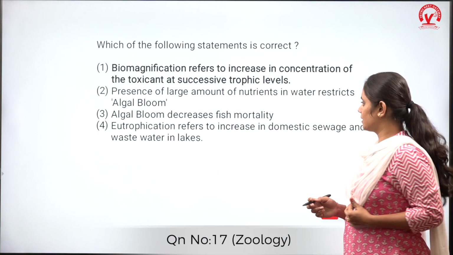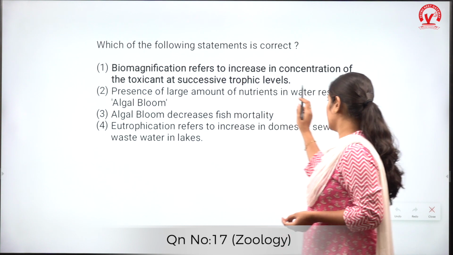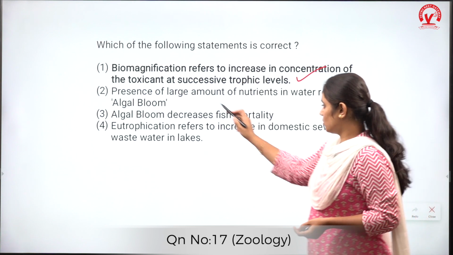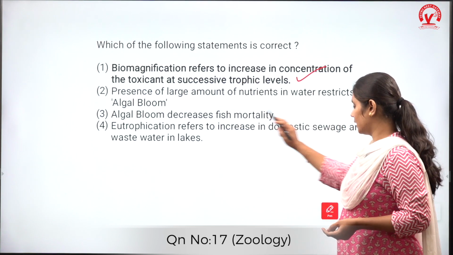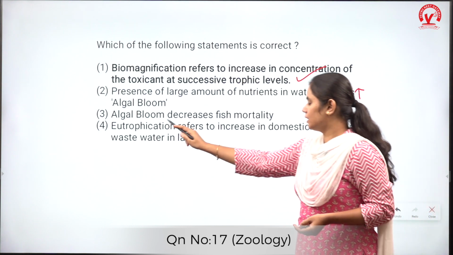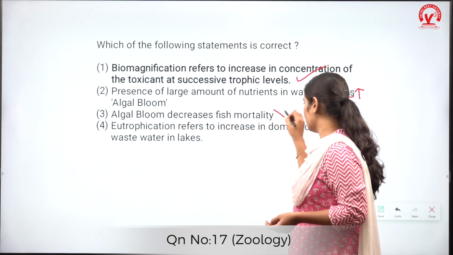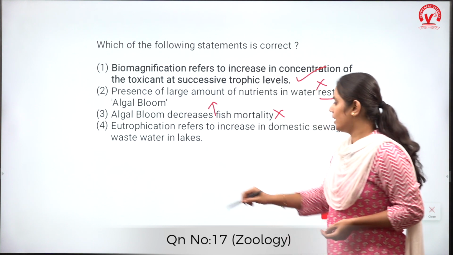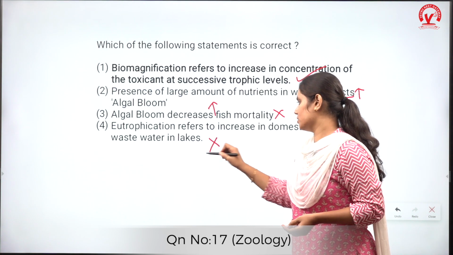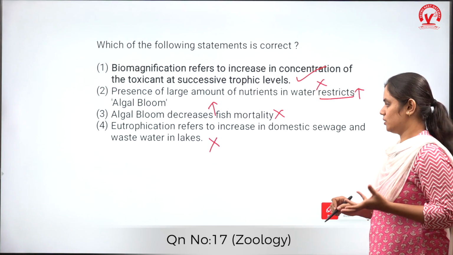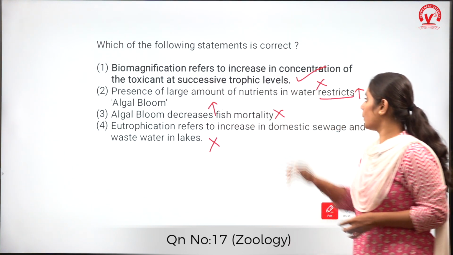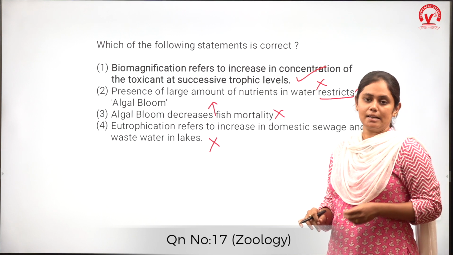Which of the following statements is correct? Biomagnification refers to increase in concentration of the toxin at successive trophic levels. This is correct. Presence of large amount of nutrients in water restricts algal bloom. This is wrong because it will increase the algal bloom. Algal bloom decreases fish mortality. This is also wrong because it increases fish mortality. And eutrophication refers to increase in domestic sewage and water waste in lakes. This is wrong because it is the natural aging of the lakes due to enrichment of nutrients. So here the option will be option 1, biomagnification refers to increase in concentration of the toxin at successive trophic levels.